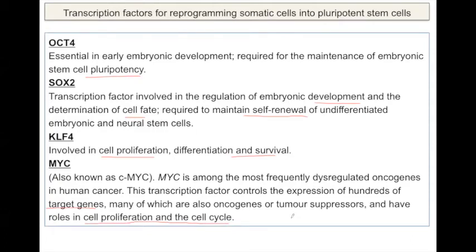So between these 4 proteins, or these 4 transcription factors, we have controls on proliferation, differentiation, self-renewal, pluripotency. This is the code which is required to take a somatic cell back to a pluripotent stem cell.